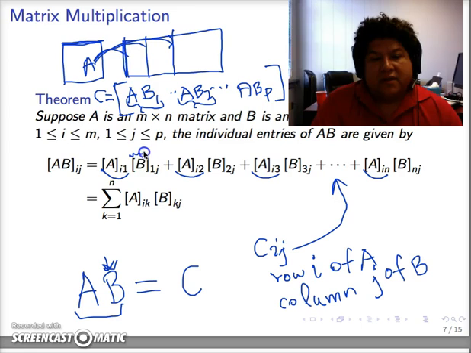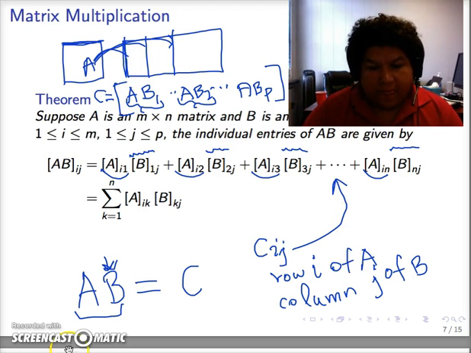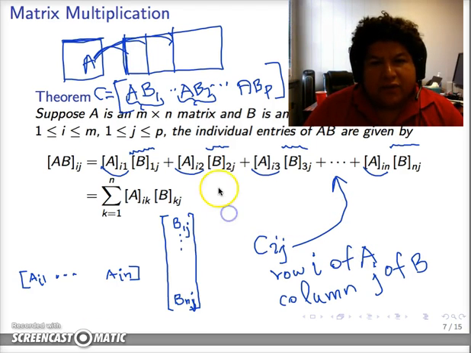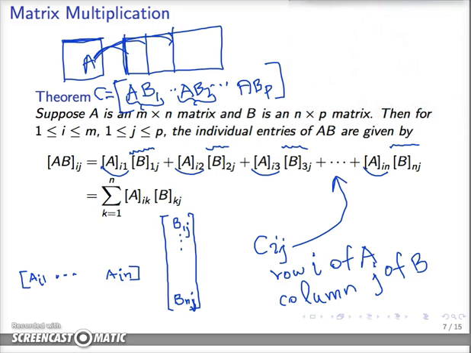So here is B1 sub j, B2 sub j, B3 sub j, and at the very end Bn sub j. Okay, so we can also visualize this sum here such that every term in the sum comes out from involving, just think of this entry, the ij entry of the product.